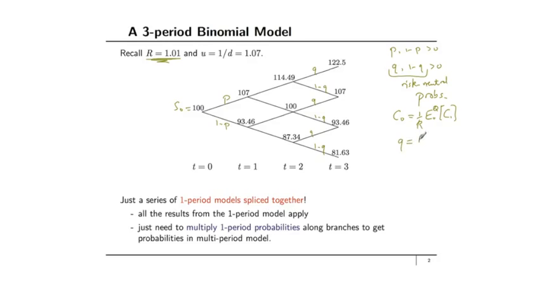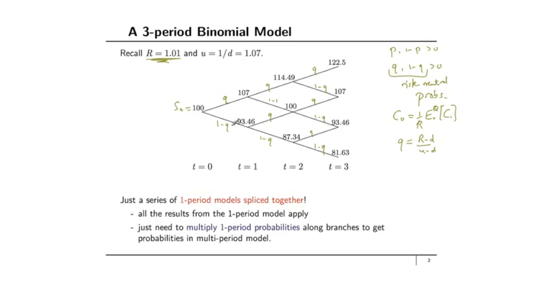Q is equal to R minus D over U minus D. Since R, D, and U are the same for all of the one-period models, all of the one-period models have the same risk-neutral probabilities: Q, 1 minus Q, Q, 1 minus Q, Q, 1 minus Q. And indeed, it's true also at time t equals 1: Q, 1 minus Q. And of course, these are the true probabilities. Well, let's erase them and replace them with the risk-neutral probabilities Q and 1 minus Q.